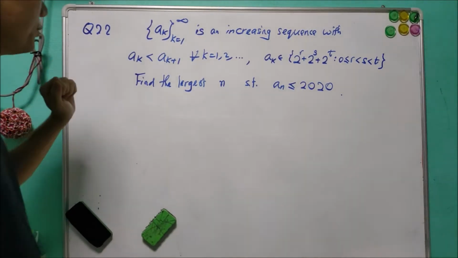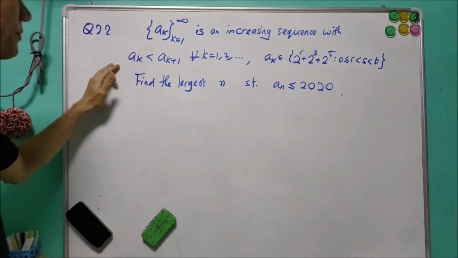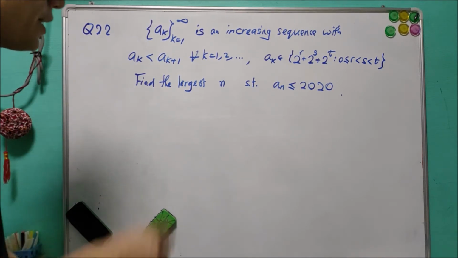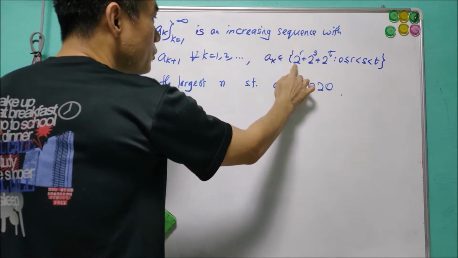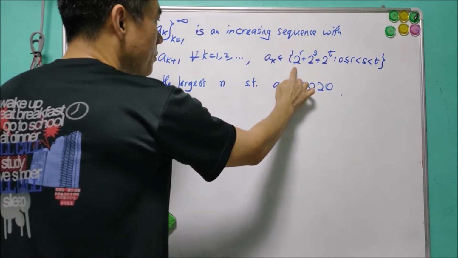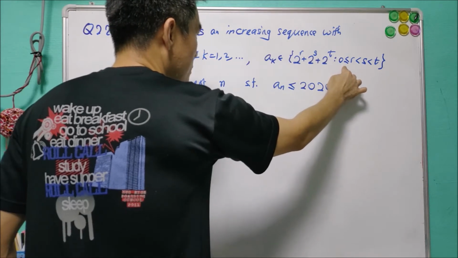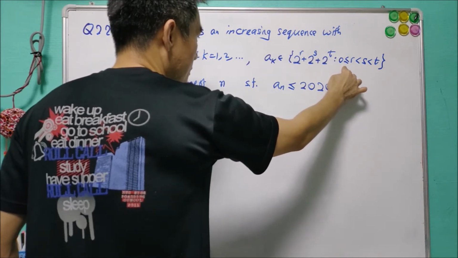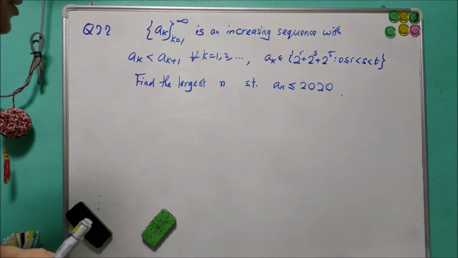This is question 22. A_k is an increasing sequence with A_k less than A_{k+1} for all k, and each term A_k is of the form 2^r + 2^s + 2^t, where 0 ≤ r < s < t. Find the largest n such that A_n is less than 2020.